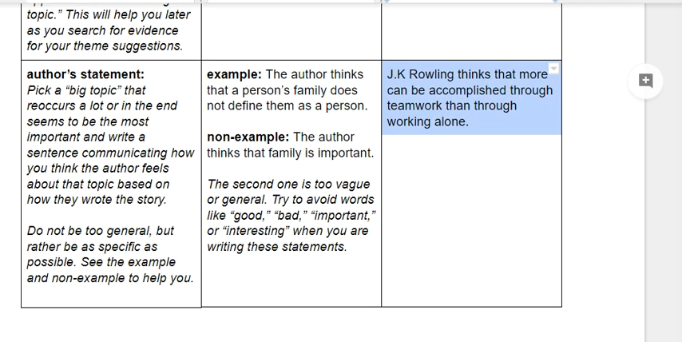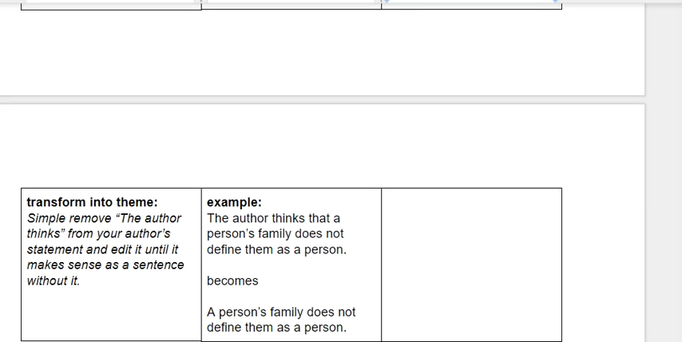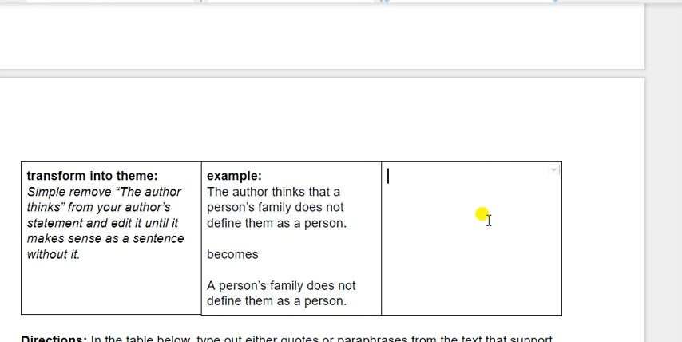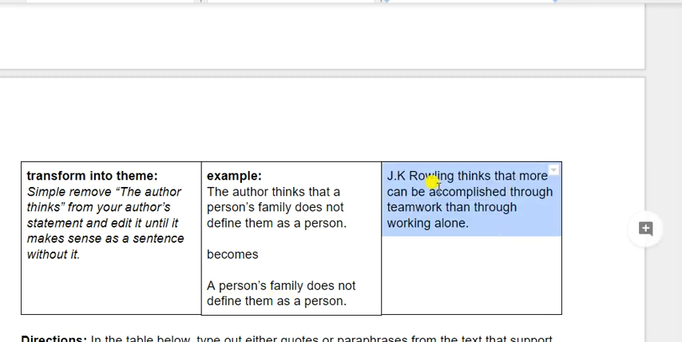Now, how do I translate this into a theme? Because a theme is kind of a life lesson that comes out of whatever text you're reading. It says transform into theme by simply removing the author thinks from the author statement, and then you can edit it or tweak it until it makes sense as a sentence without it. So the author thinks that a person's family does not define them as a person simply becomes a person's family does not define them as a person. So I just copied my author statement from above, and I'm just going to take this off. J.K. Rowling thinks that. I'm just going to take this off and make it into a statement on its own.